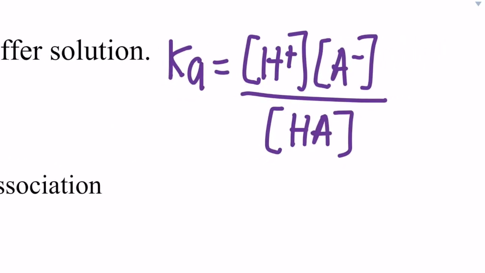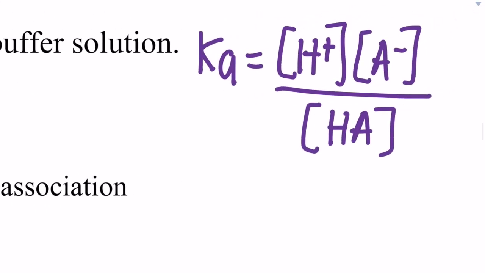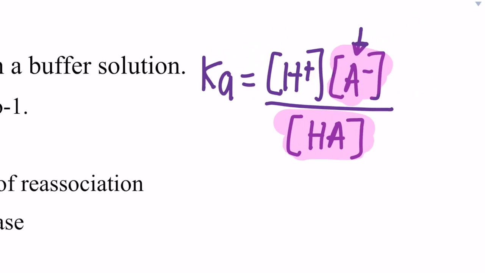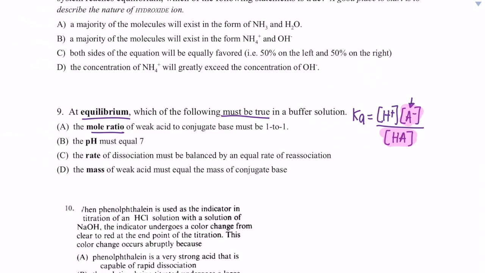So when we're looking at mole ratio, we're looking at the amount of conjugate base, which would be here, and weak acid, which would be here. It's not necessary that these are in a 1:1 ratio in order for this buffer to work. If they're not in a 1:1 ratio, it will change the pH of the buffer, but it won't keep the buffer from being in equilibrium. So they do not need to be 1:1.